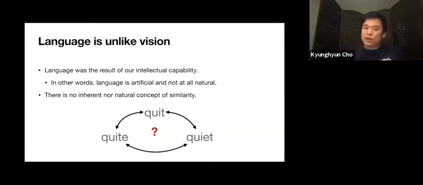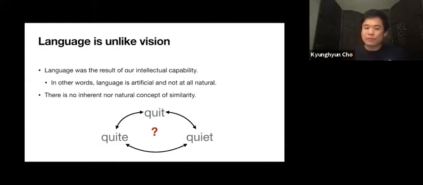However, language is unlike vision or other sensory modalities via which we observe the surrounding environment. The language that we use is the result of our intellectual capability. It's not the result of the universe or anything that is given to us by the universe. In other words, language is artificial and is in fact not at all natural, although the title of this whole lecture is called Natural Language Processing. This artificial nature of language implies that there is no inherent nor natural concept of similarity.